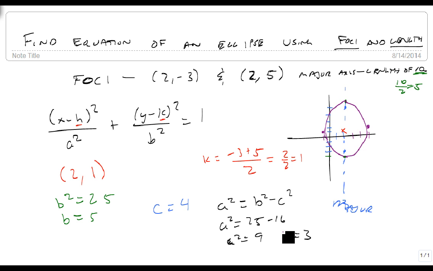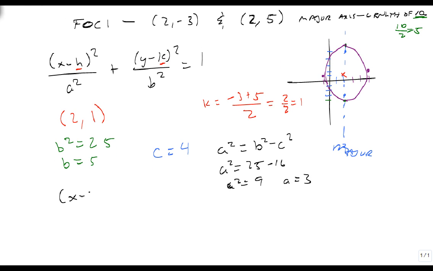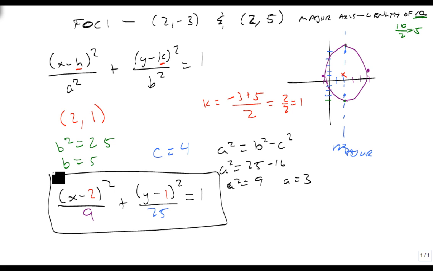So we've graphed it, and the equation of this graph, all we have to do is plug in all the values we just found, is (x minus 2) squared, I'll write that in red so it stands out, over 9 plus (y minus 1) squared over 25 equals 1. And there's our answer. That's the equation of the ellipse with foci at 2, -3 and 2, 5 and a major axis length of 10.